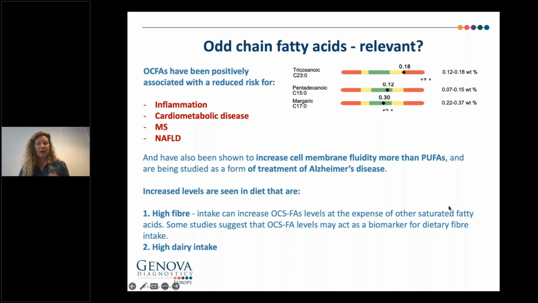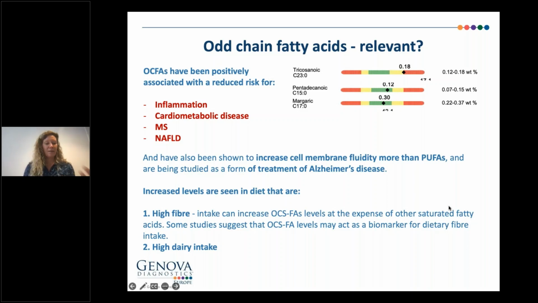I should also say that there are positive associations in epidemiological studies between levels of odd chain saturated fatty acids and reduced risk of inflammation, cardiometabolic disease, multiple sclerosis, and also non-alcoholic steatohepatitis, so non-alcoholic fatty liver disease, basically. They are also being studied as adjuvant therapies in cancer due to their cell signaling properties, which induce targeted apoptosis.